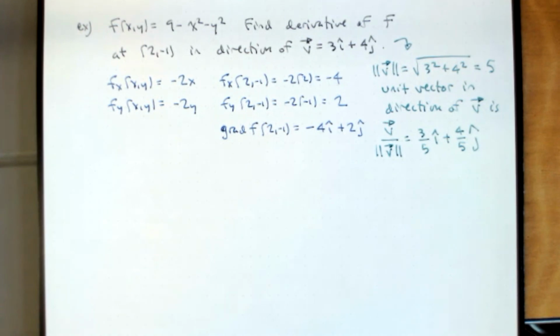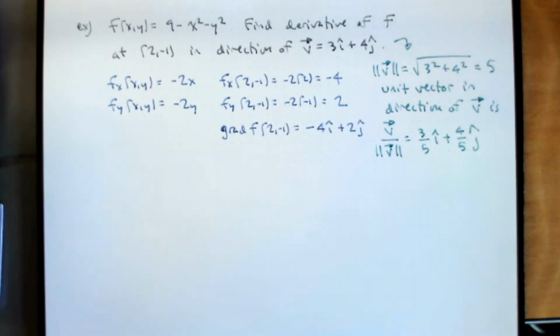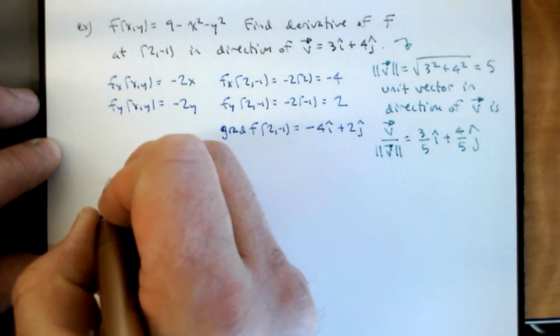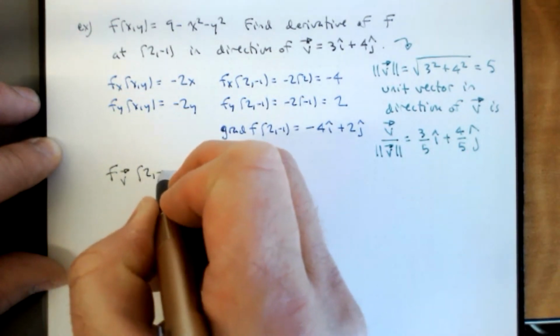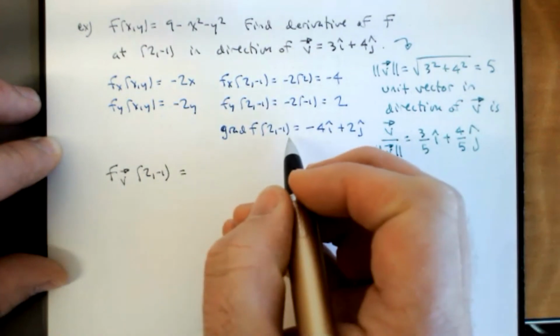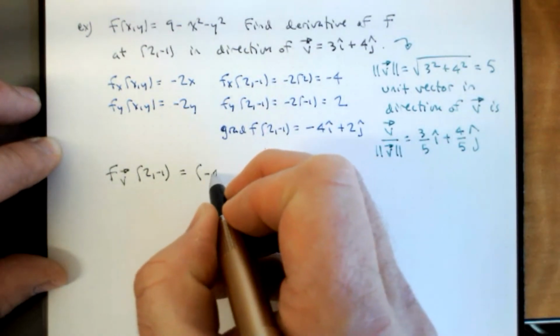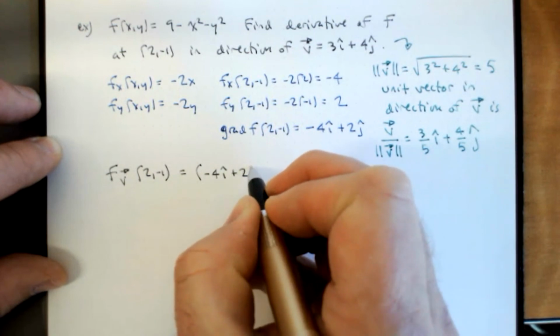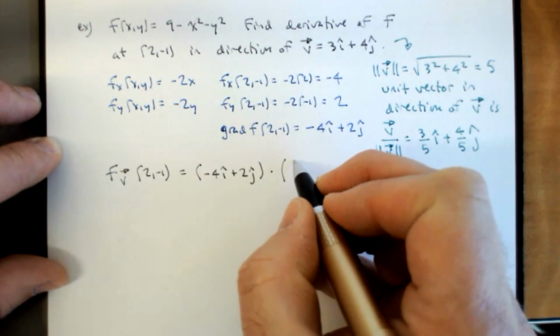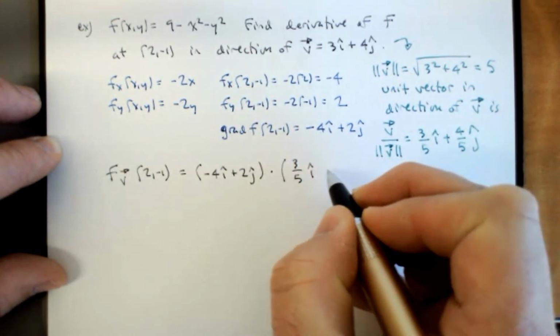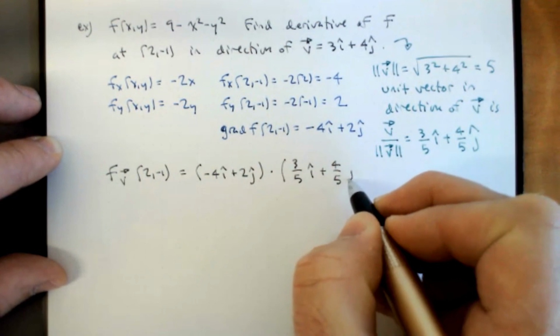So if I want the derivative of f at the point 2, -1 in the direction of 3i plus 4j, denoted f_v at 2, -1, I'll take the gradient of f, -4i plus 2j, dot the direction unit vector, 3/5 i plus 4/5 j.